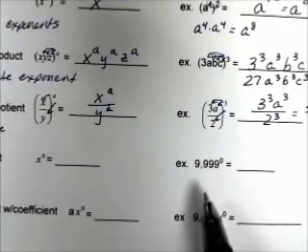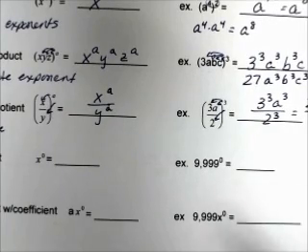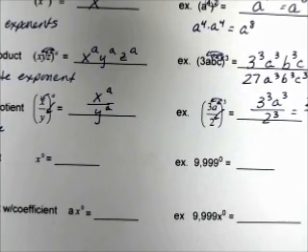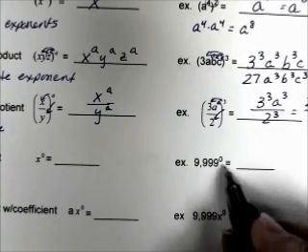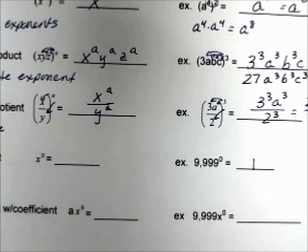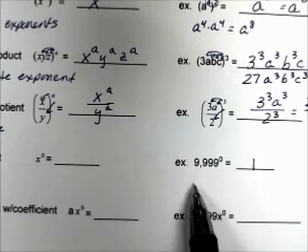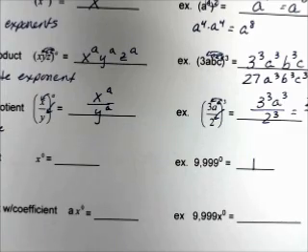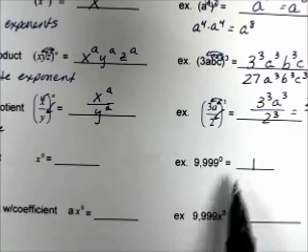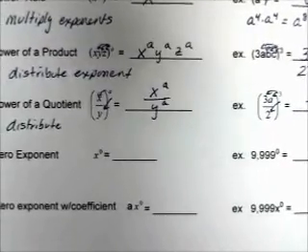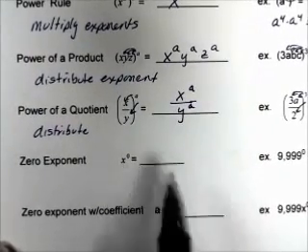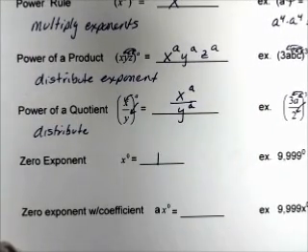Our next example, 9,999 raised to the 0 power. Remember, anything raised to the 0 is 1. If we had 1,000,000 raised to the 0, it's 1. If we have 1/10 raised to the 0 power, it's 1. So x raised to the 0 power is 1.